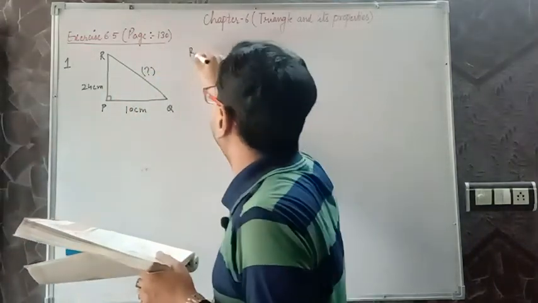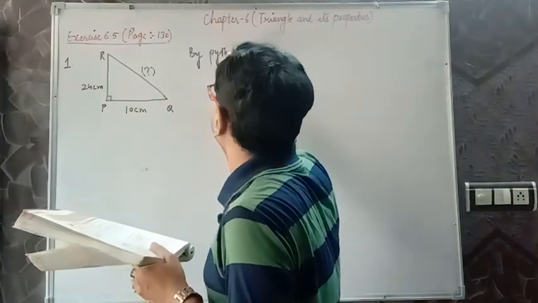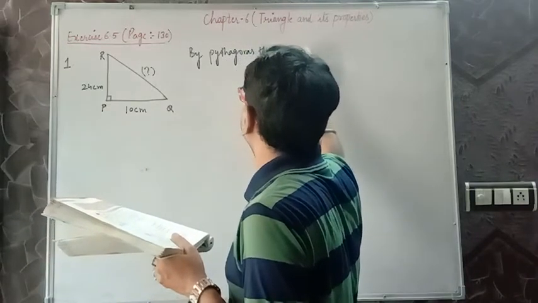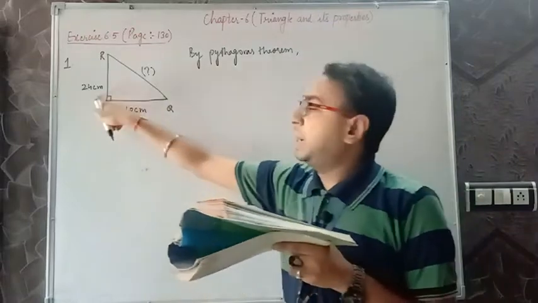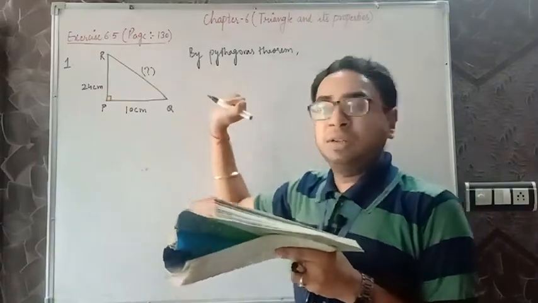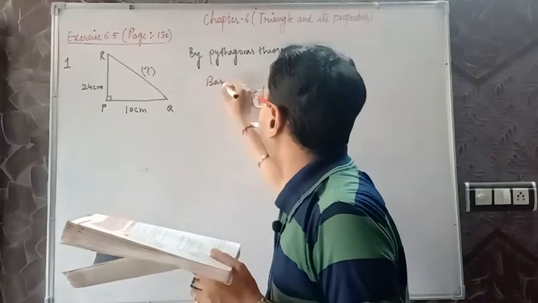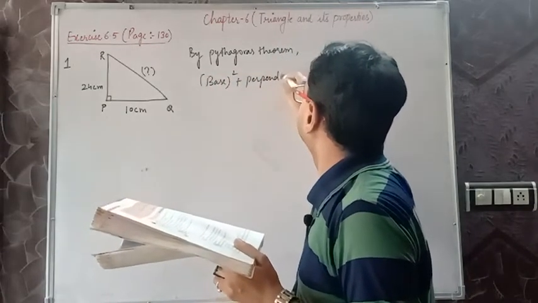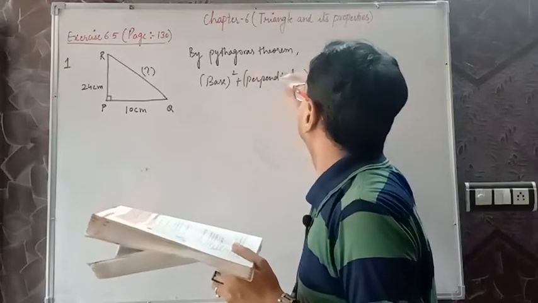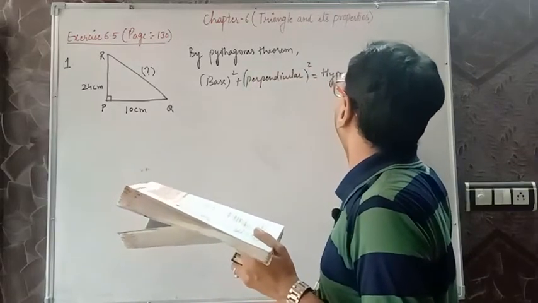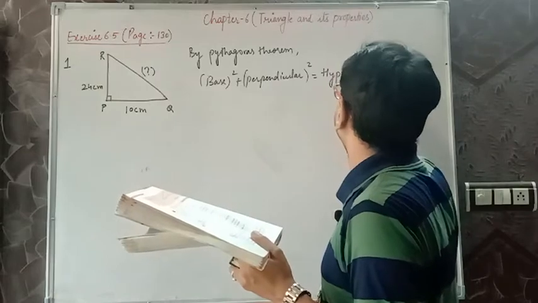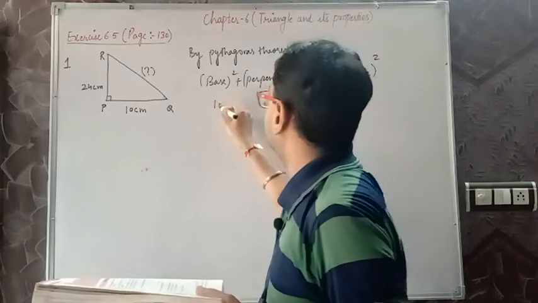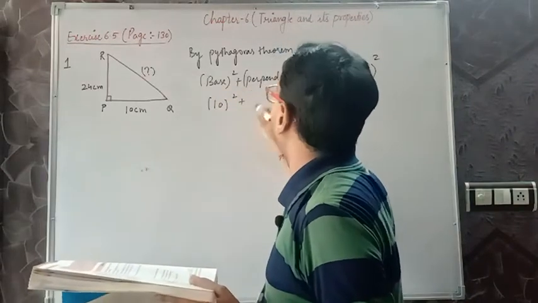By Pythagoras theorem, you know that when we apply Pythagoras theorem to find the side, what I have stated is that base square plus perpendicular square is equal to hypotenuse square. This is what Pythagoras theorem is. Yes or no? Correct? What is base? 10 square. What is perpendicular?